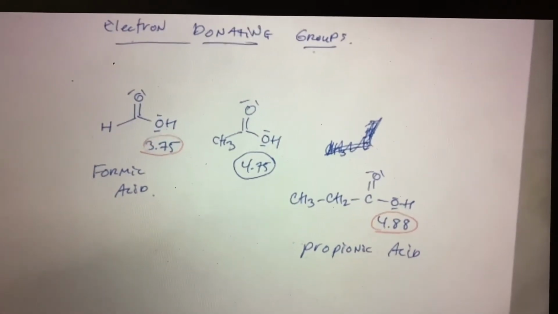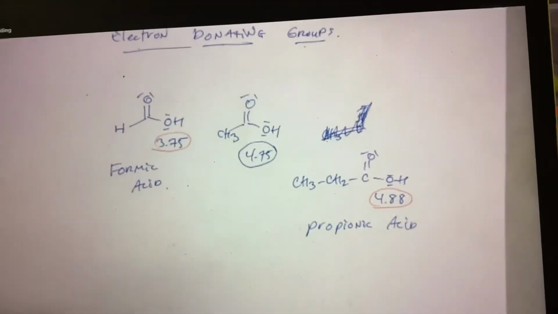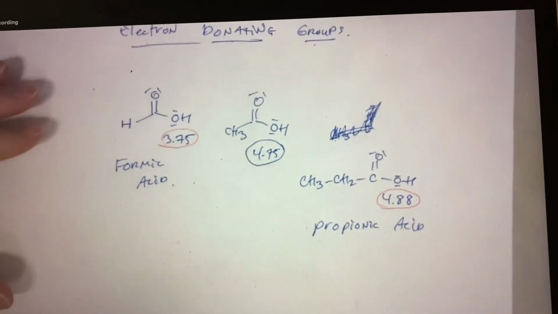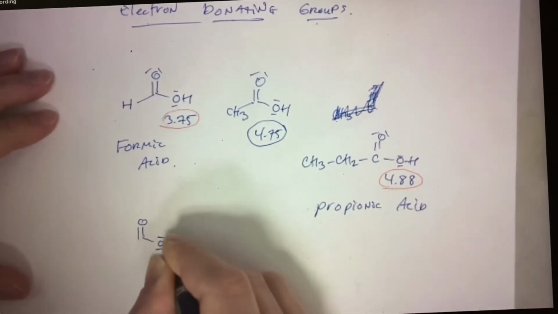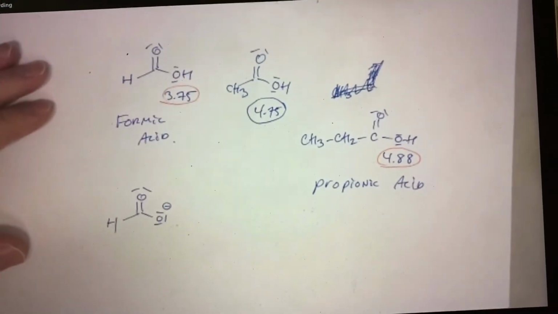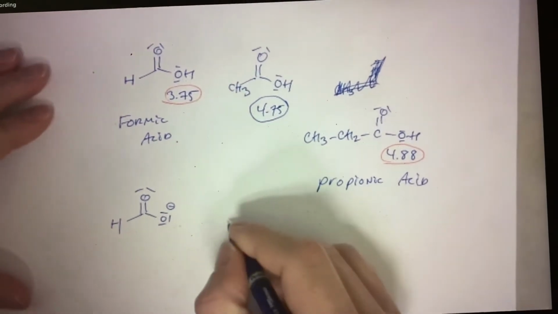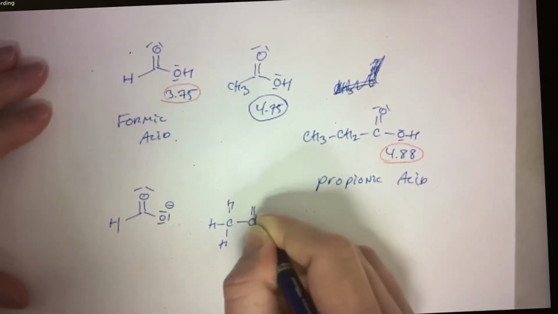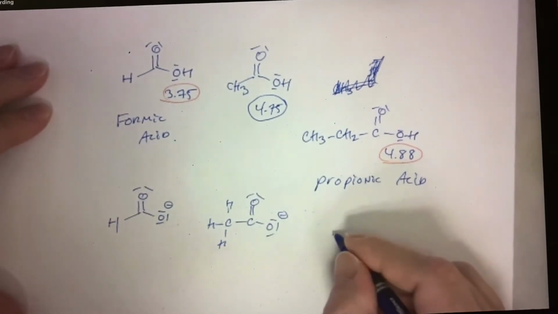Let's actually draw the 3 conjugate bases, and we'll understand what an electron donating group is. And this idea of an electron donating group, it's going to become important for us later in this particular semester when we talk about other types of stabilizing events. We're going to draw the 3 conjugate bases of formic acid, acetic acid, and propionic acid, respectively. And propionic acid.